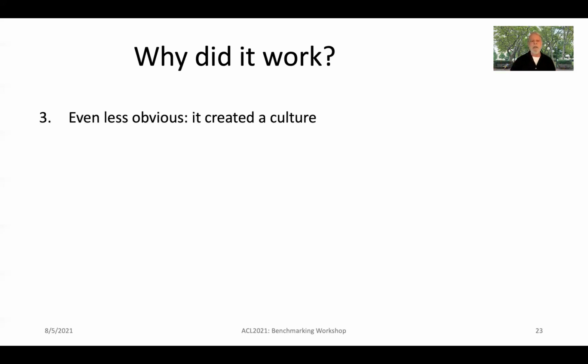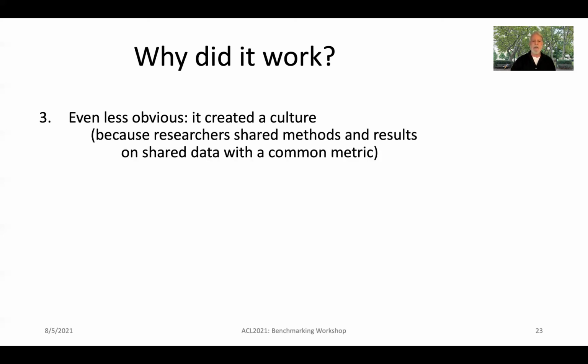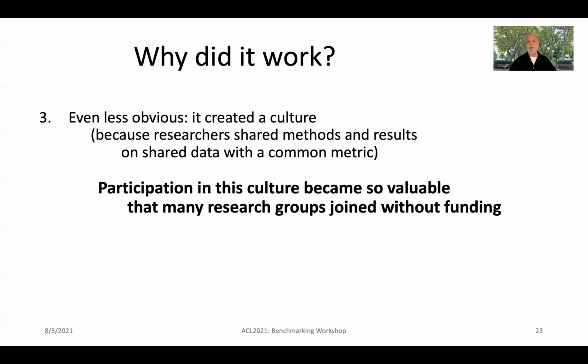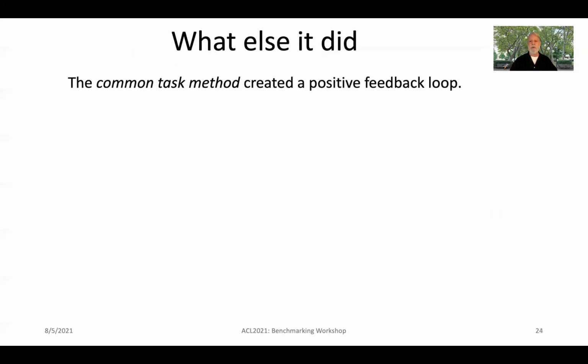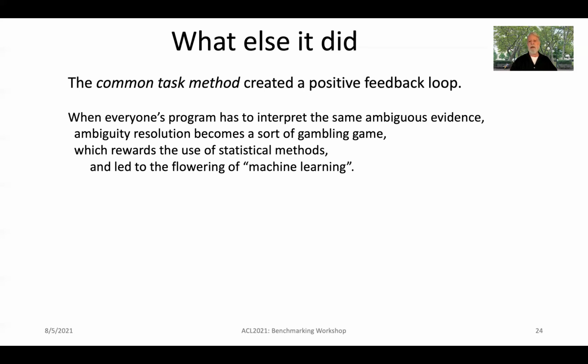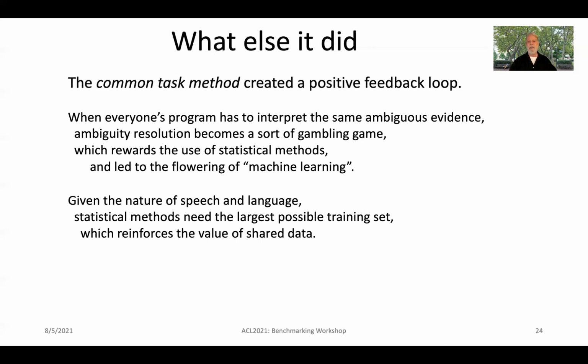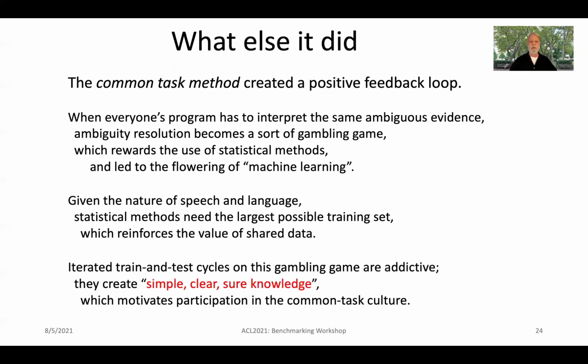An even less obvious reason it worked is that it created a culture, because researchers shared methods and results on shared data with a common metric, and participation in this culture became so valuable that many research groups joined without funding. What else it did was to create a positive feedback loop, because when everyone's program has to interpret the same ambiguous evidence, ambiguity resolution becomes a sort of gambling game, which rewards the use of statistical methods, which after all were originally developed to model gambling and led to the flowering of machine learning. Given the nature of speech and language, statistical methods also need the largest possible training set, which reinforces the value of shared data.